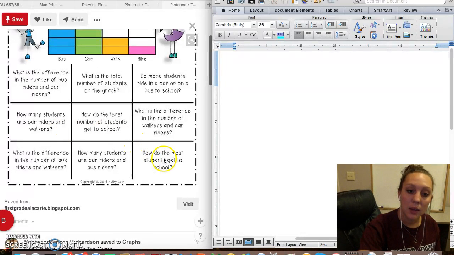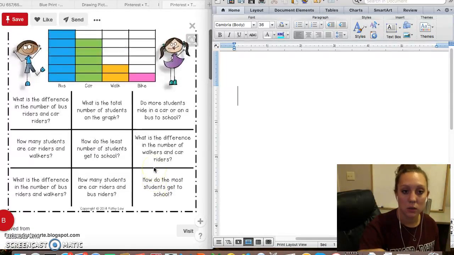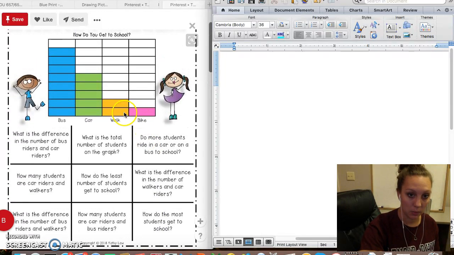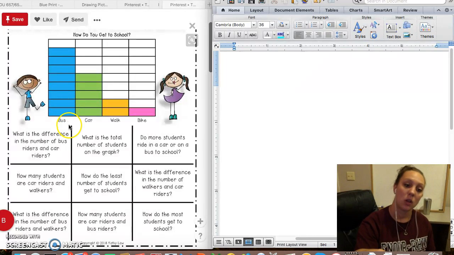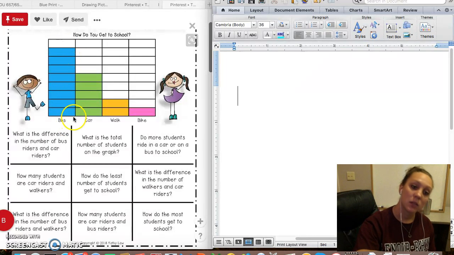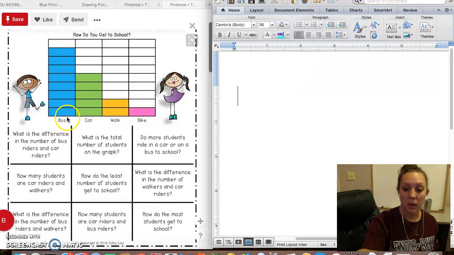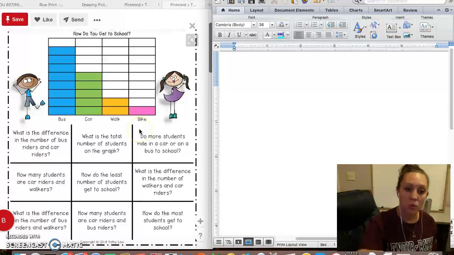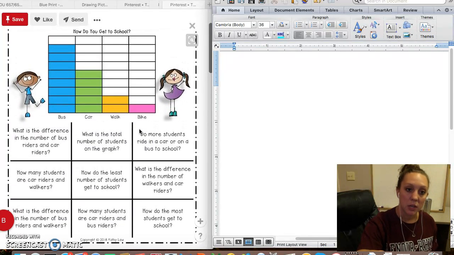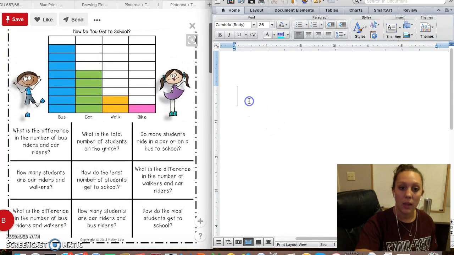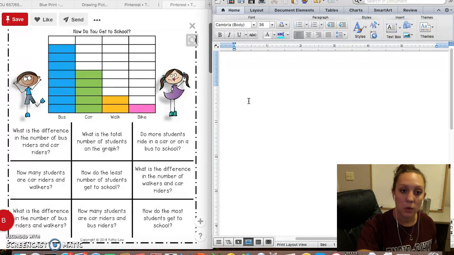And then for the last one, how do the most students get to school? So this time we're going to look at our graph and look at which one has the most. Which one is the highest, which one has the most blocks, however you want to look at it. So the bus is going to have the most transportation to school. Okay, so just remember your vocabulary when you're looking at any pictograph or any bar graph.